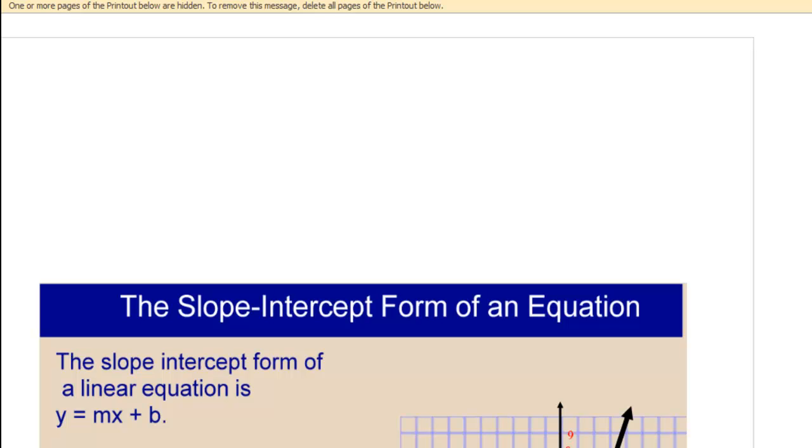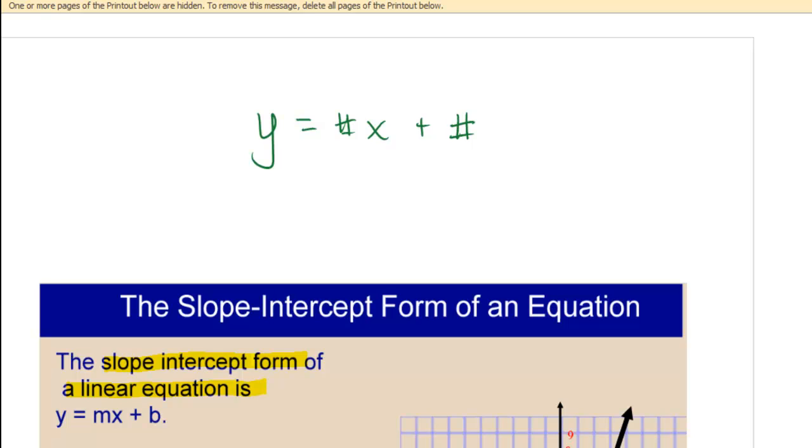So now we're going to talk about what's called the slope-intercept form of an equation. So we've learned that it's helpful in some cases to write our equation so that we have y by itself and we have some number times x plus some number on the other side. We called this solving for y in terms of x. Well, there's another name for the form of equation where y is by itself and everything else is on the other side, and this is called the slope-intercept form of an equation.